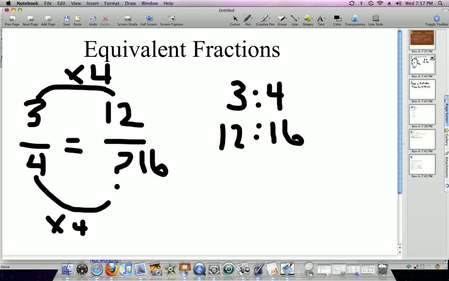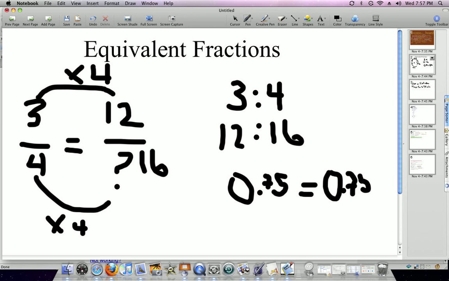And what about this? 0.7, sorry, this is bad writing on my part. 0.75, is that the same thing as 0.75? You betcha. Equivalent fractions, equivalent ratios, equivalent decimals. Welcome to happiness.